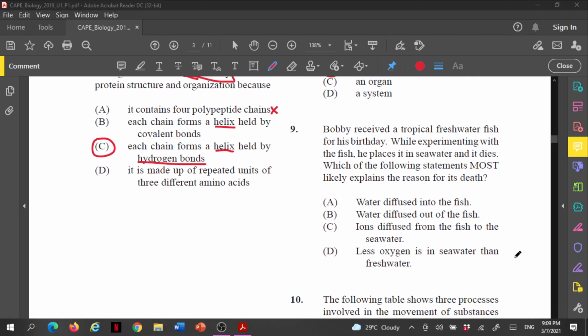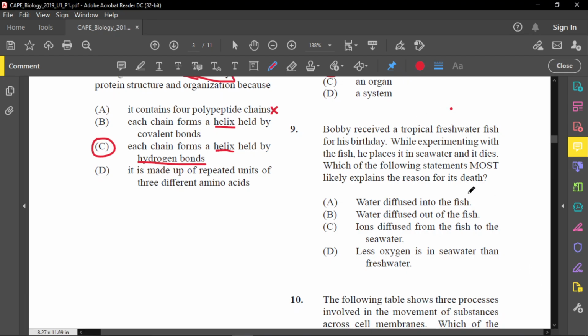For question number 9, it reads: Bobby receives a tropical freshwater fish for his birthday. Before I even go any further, look at the statement. It says freshwater fish. So this is some indication of something special about this fish. Just to highlight that a bit, okay? It said while experimenting with the fish, he places it in seawater, poor fish, and it dies. Anyhow, it said which of the following statements most likely explain the reason for its death?